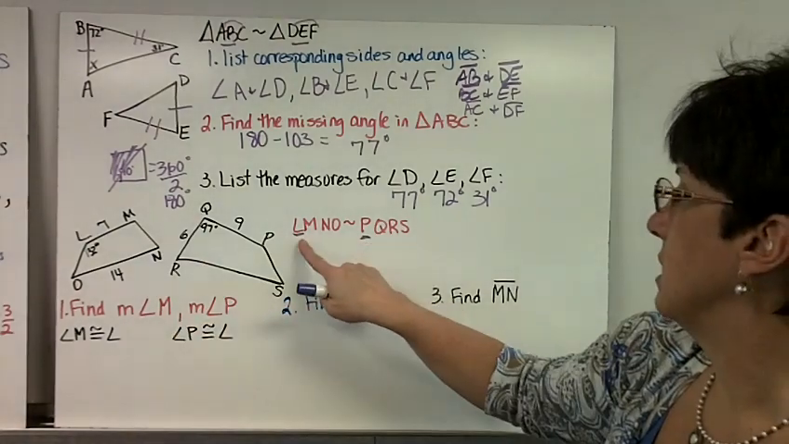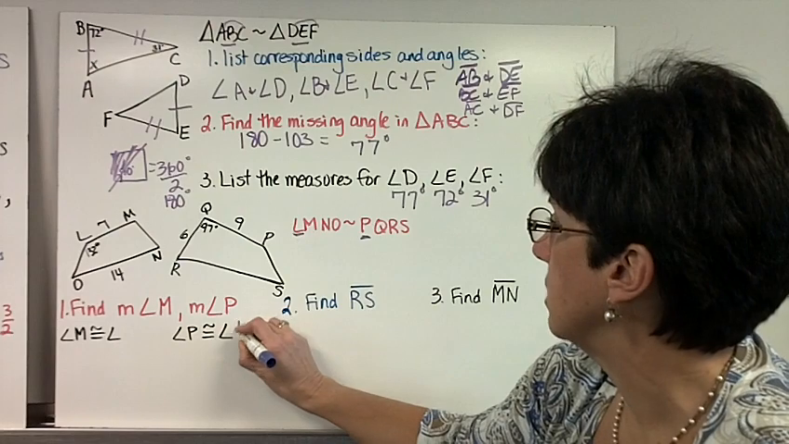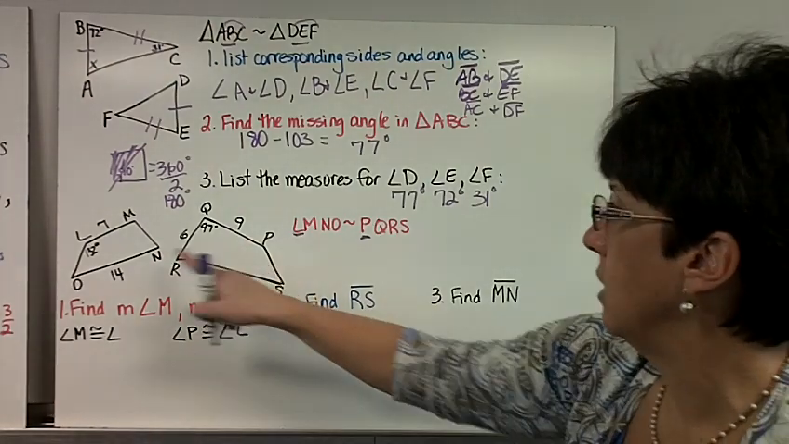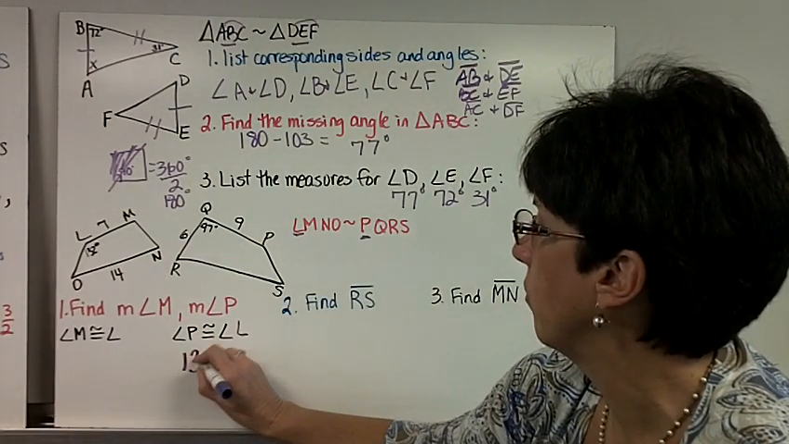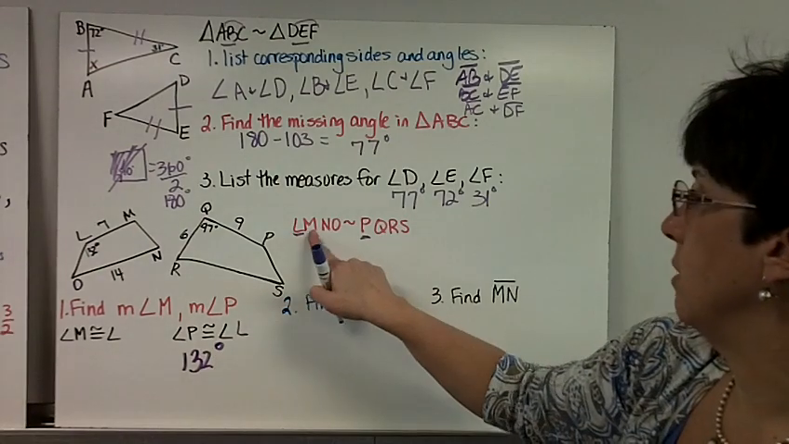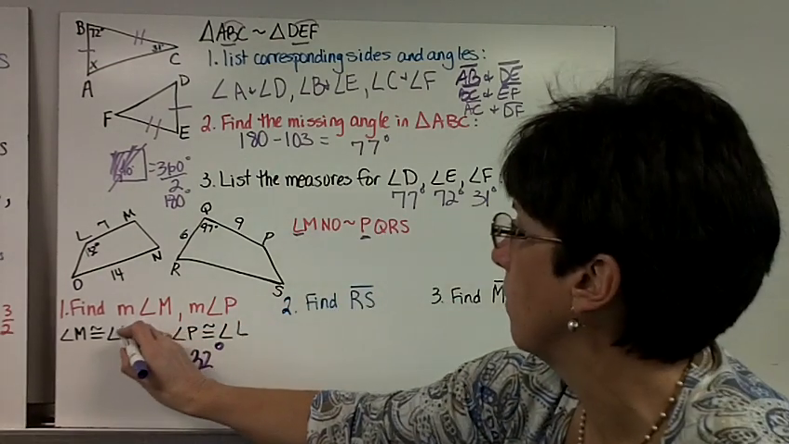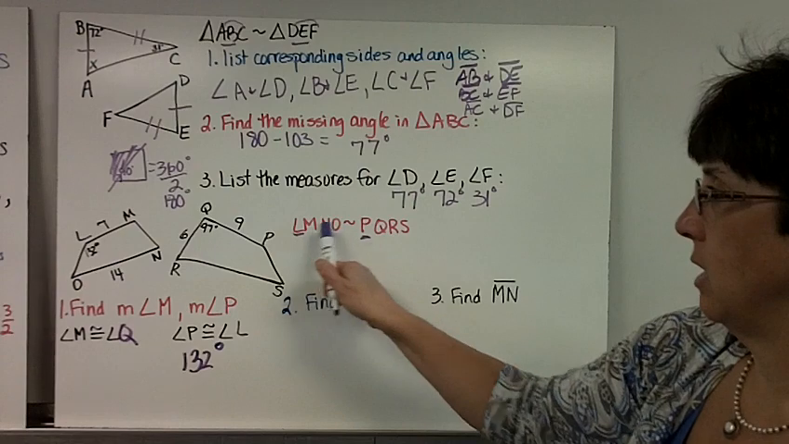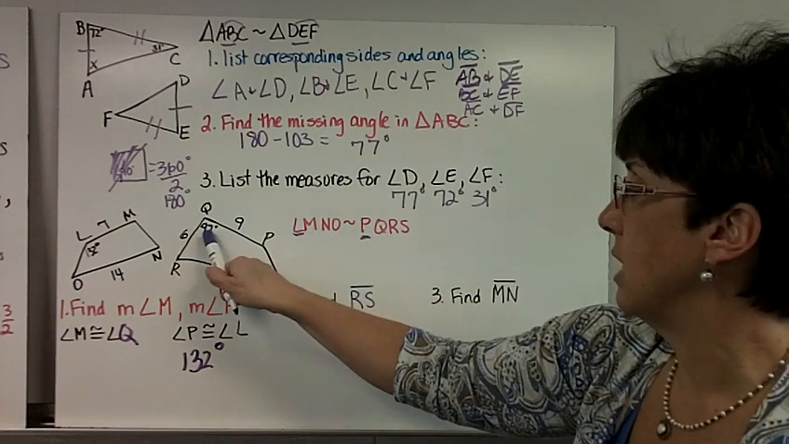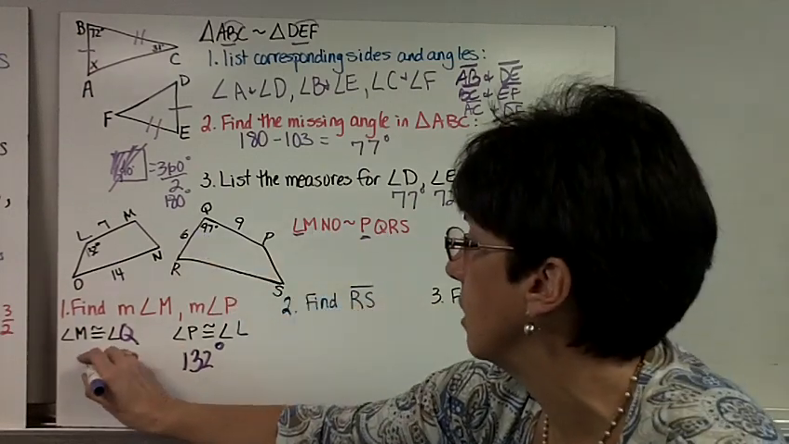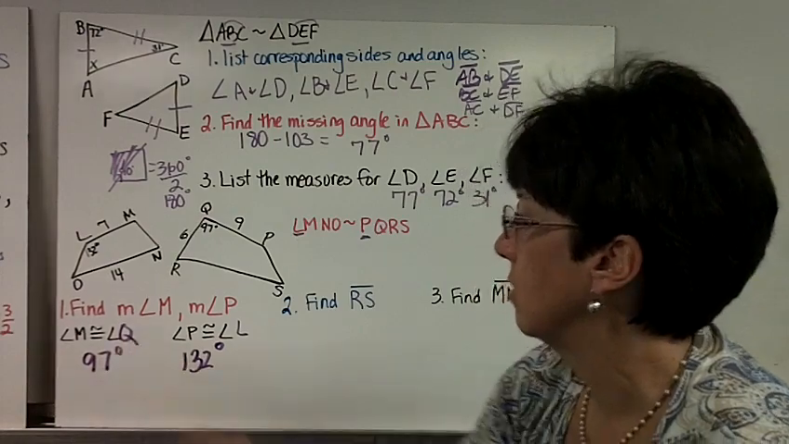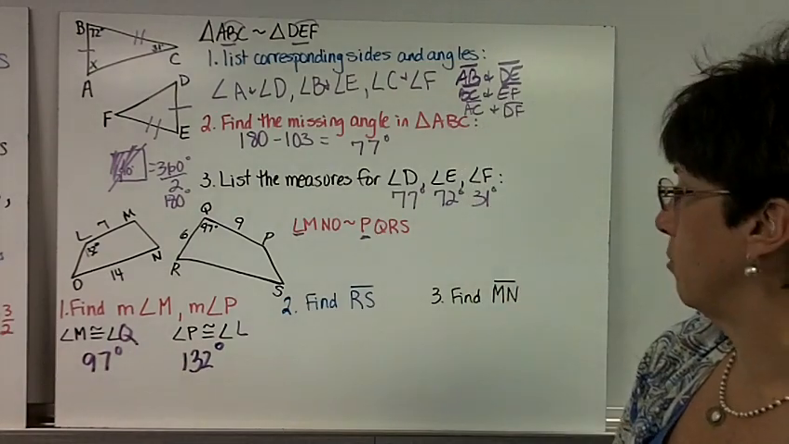Sorry. P is the same as L. So it's going to be 132. And M is the same as Q. See, M and Q are the same. And Q is 97, so that means M is going to be 97. Sorry, had it all organized, then I did it backwards.